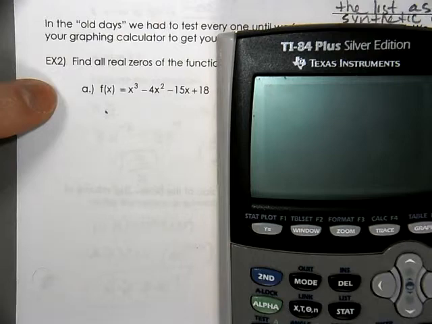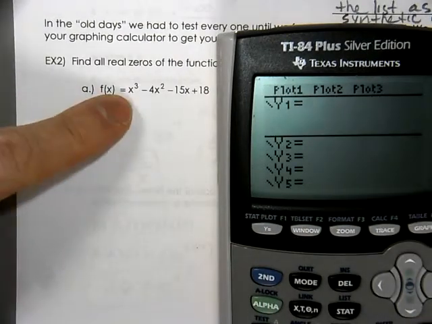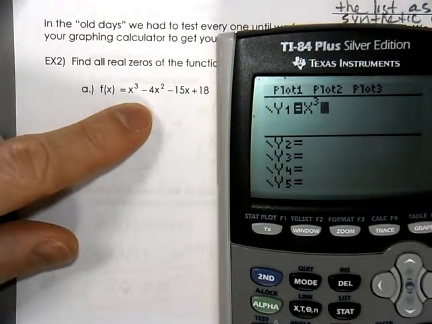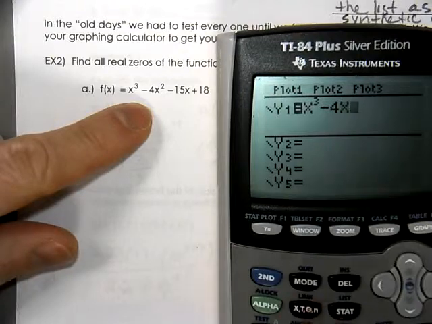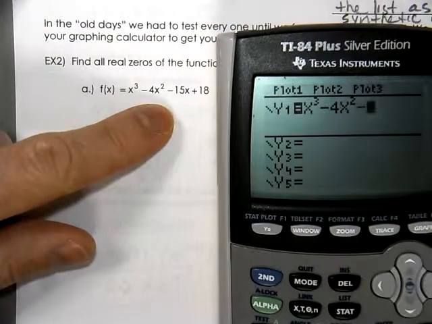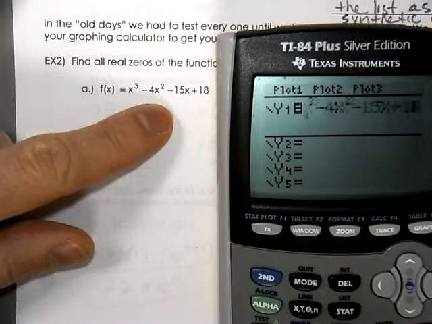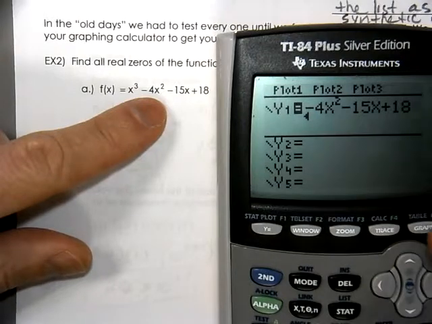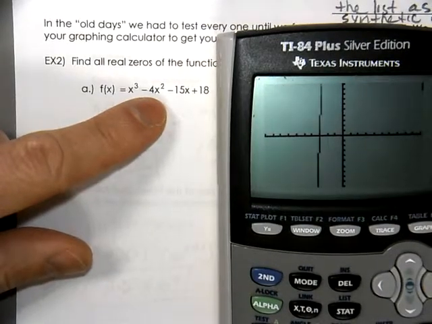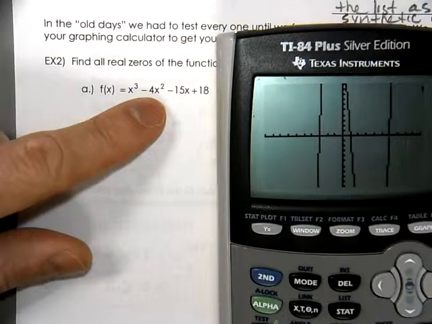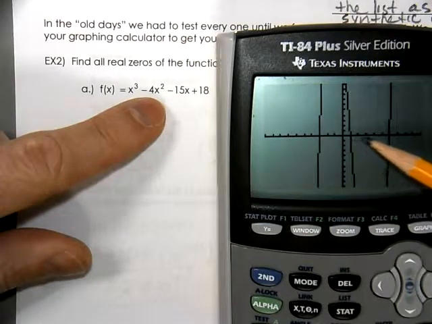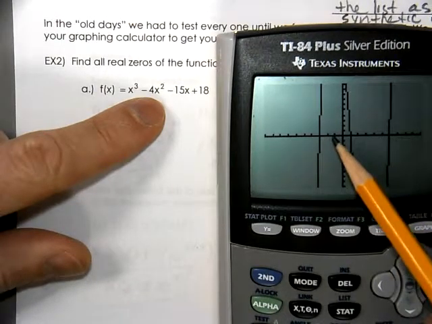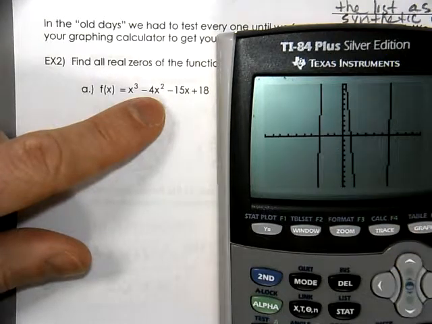So for this next example, we're going to take x cubed minus 4x squared minus 15x plus 18. We're going to type this function into our y equals of our graphing calculator. We're going to graph it out, and we're trying to recognize where these are crossing. So you can sit here and count 1, 2, 3, so it looks like -3, looks like a possible 0.